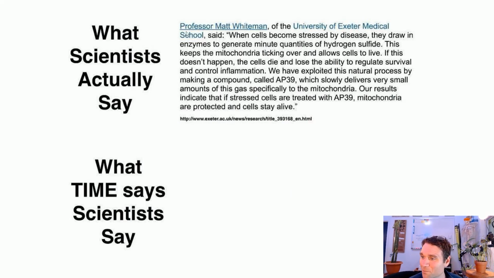So, Professor Matt Whiteman of the University of Exeter Medical School said, "When cells become stressed by disease, they draw in enzymes to generate minute quantities of hydrogen sulfide. This keeps the mitochondria ticking over and allows cells to live. If this doesn't happen, the cells die and lose the ability to regulate survival and control inflammation. We have exploited this natural process by making a compound called AP39, which slowly delivers very small amounts of this gas specifically to the mitochondria. Our results indicate that if stressed cells are treated with AP39, mitochondria are protected and cells stay alive."